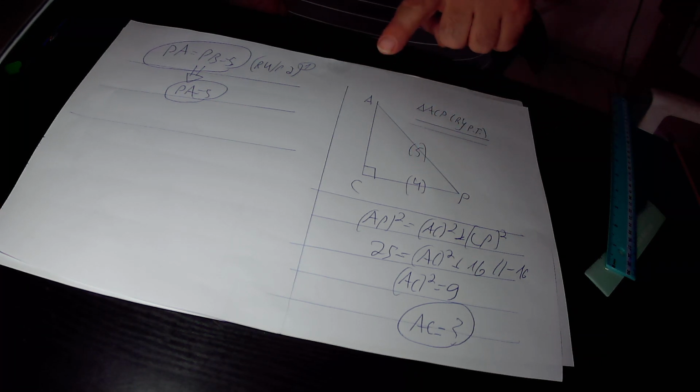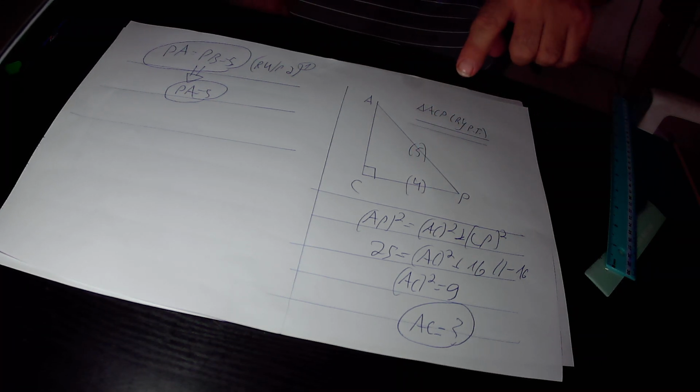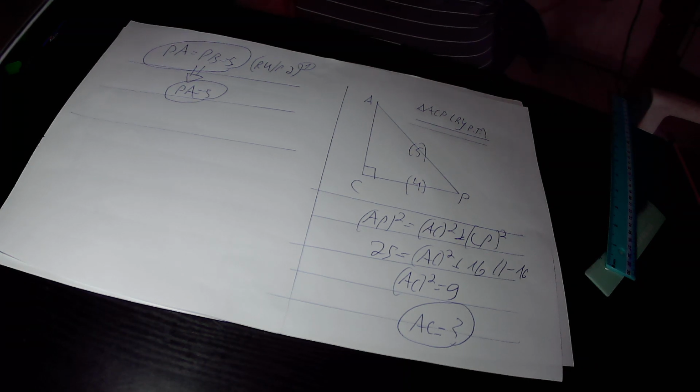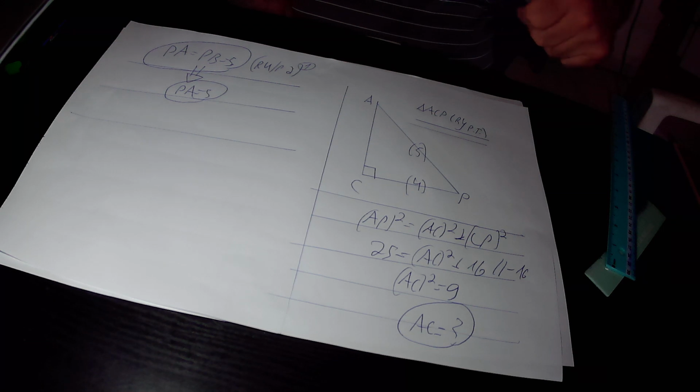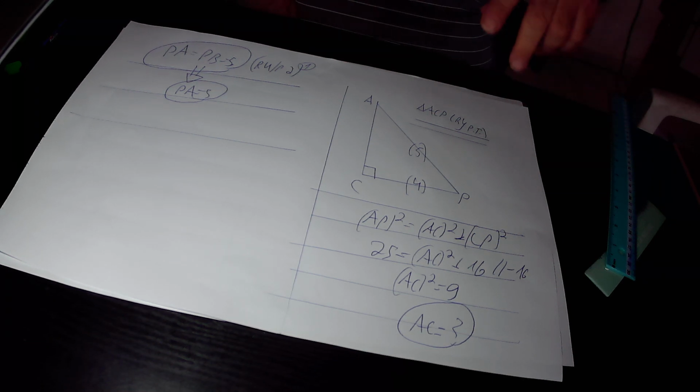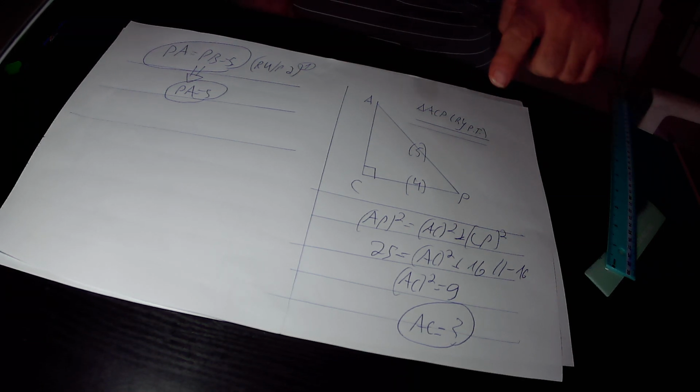And it is equal to AC squared. AC is the missing side, so we leave it as it is. So it is AC squared plus CP squared. CP is 4, therefore CP squared is 4 squared, that is 16. So in total we have 25 equals AC squared plus 16.